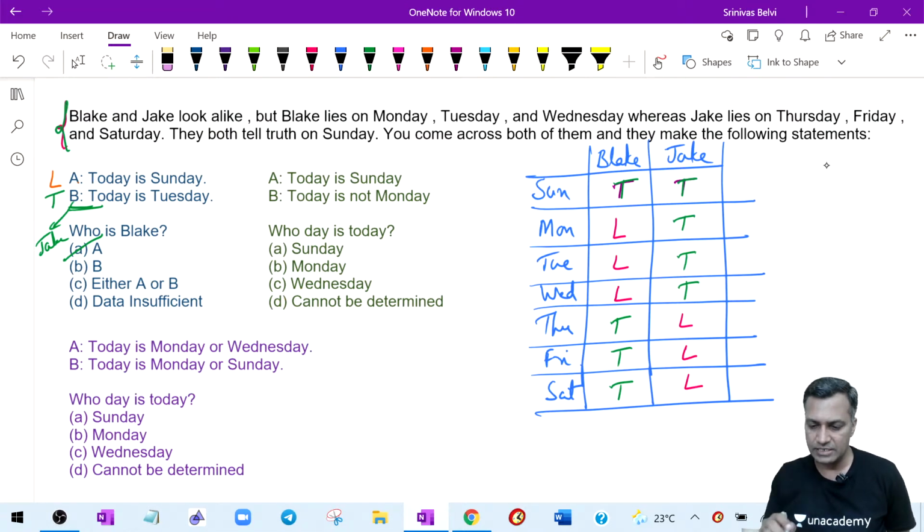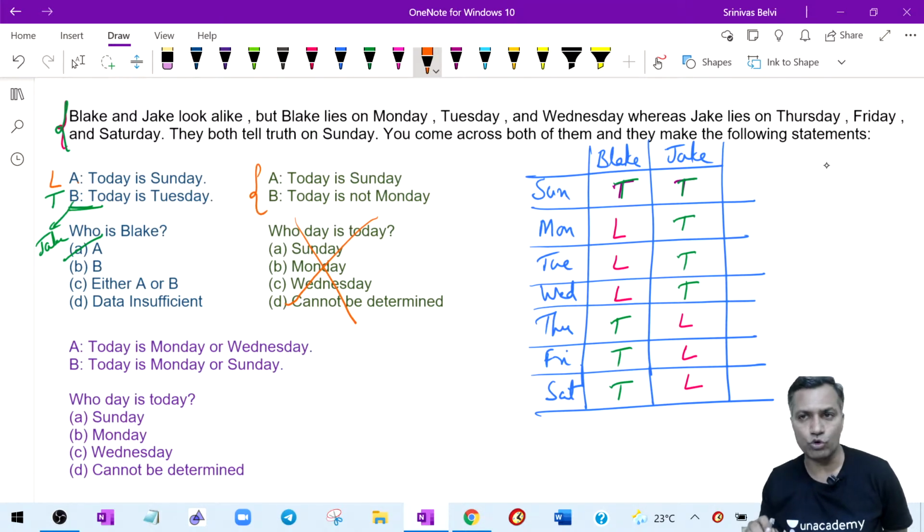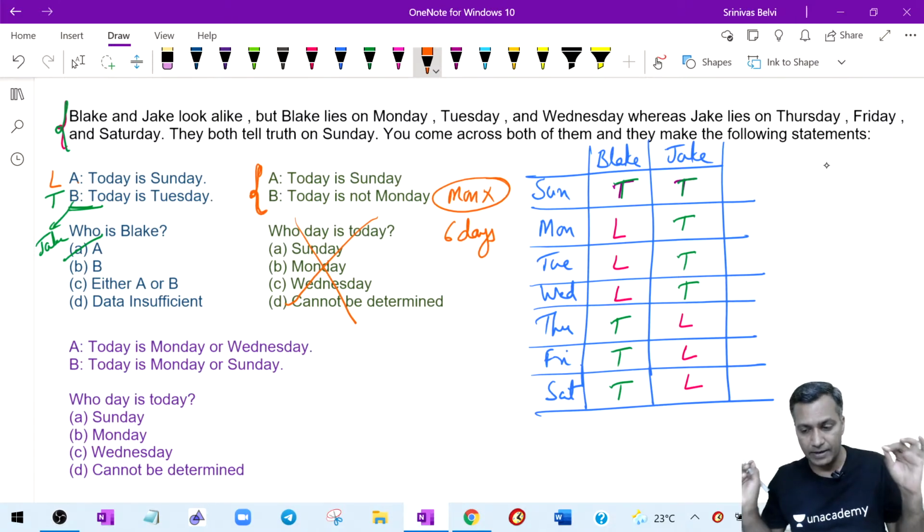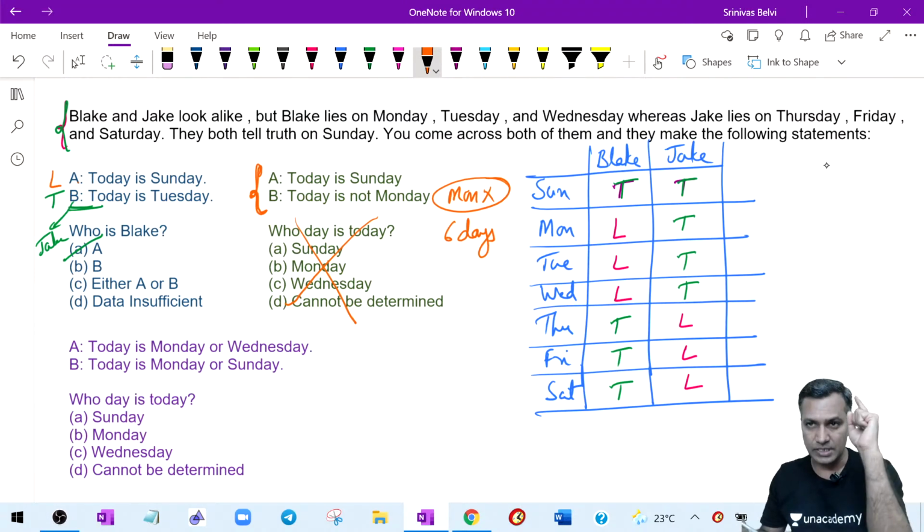Here it is very simple. So forget all these answer options. Look at these two statements and can you tell me which day of the week it would be? You will not be able to tell which day of the week it is. It can be any day other than Monday. Other than Monday, all 6 days are possible. I can prove every one of the 6 days is possible by using these two statements. Your answer can be Sunday, your answer can be Tuesday, Wednesday, Thursday.